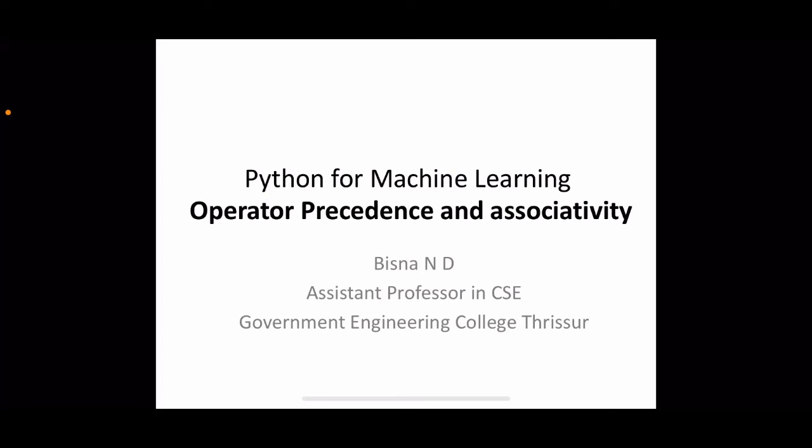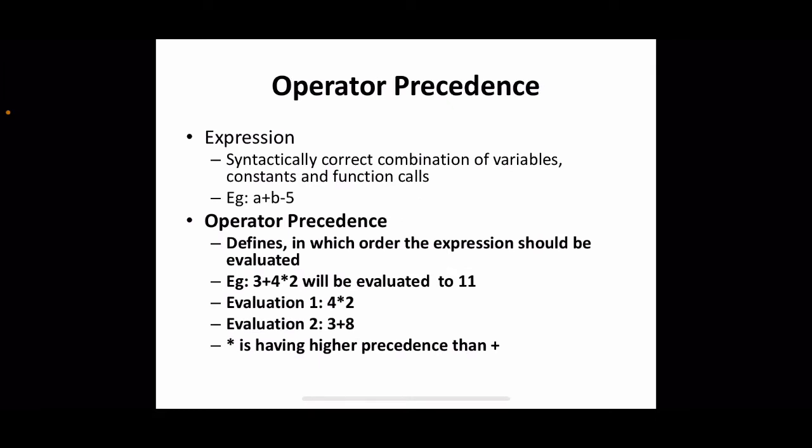Hello all. This session we will see operator precedence and associativity. As you know, in any programming language, we have a set of expressions. So expressions are actually a combination of variables, constants, function calls, etc., which is written in a syntactically correct manner, and that will be evaluated to a value.